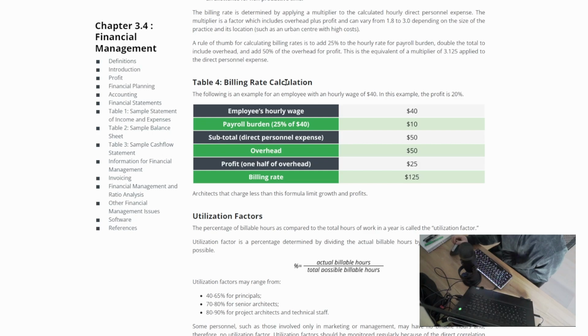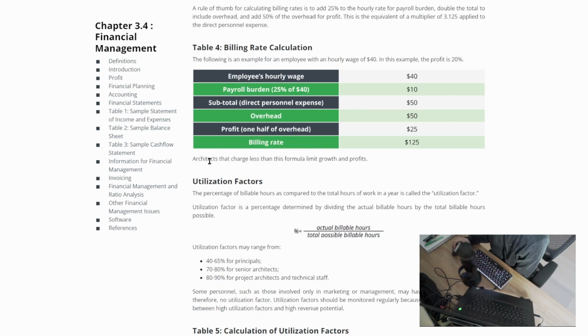Table 4, billing rate calculation. The following is an example for an employee with an hourly wage of $40. In this example, the profit is 20%. Architects that charge less than this formula limit growth and profits.